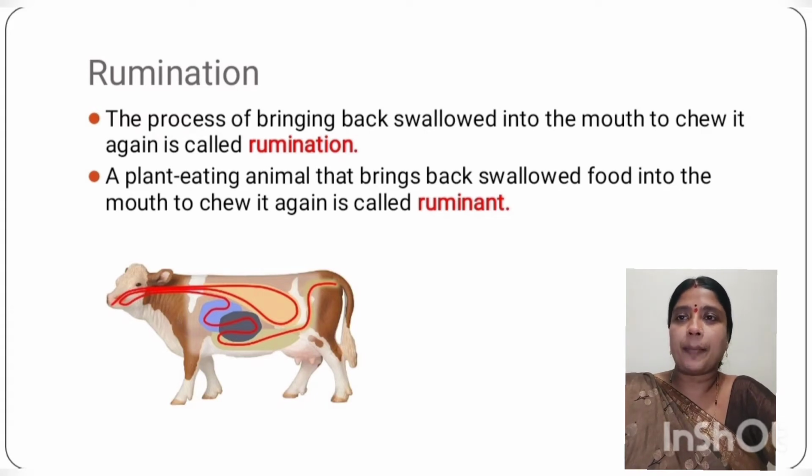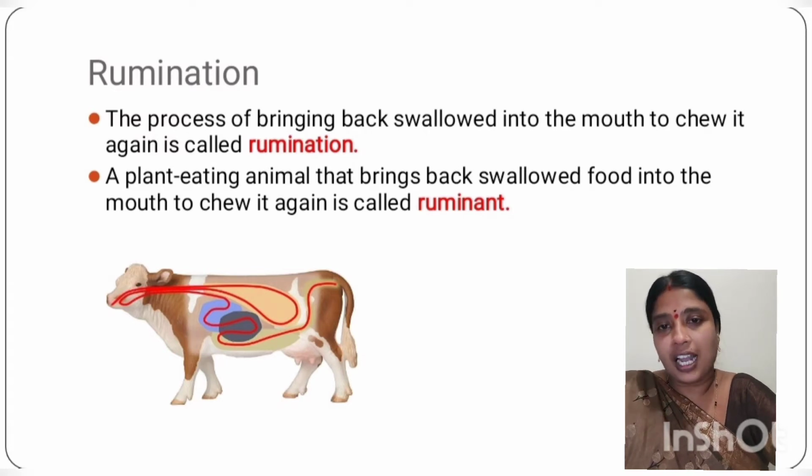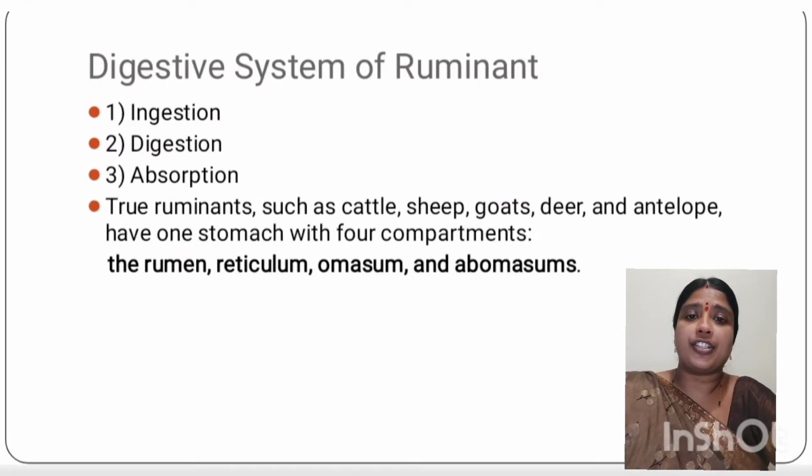The process of bringing back swallowed food from the stomach to the mouth to chew it again is called rumination, and a plant eating animal that brings back swallowed food into the mouth again is called a ruminant. Now in this image you can see the stomach and how the nutrition process takes place in the cow. The digestive system of a ruminant has three processes. First is ingestion, second is digestion, and third is absorption.